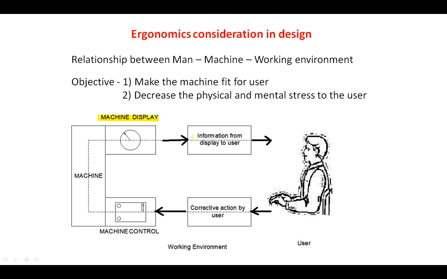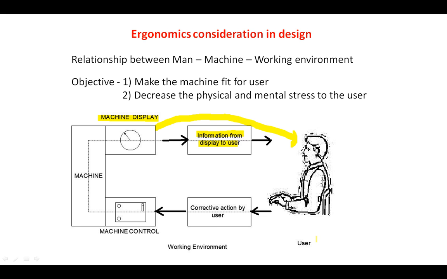So what is happening here? Information goes from the display to the user. The user is receiving or taking the reading from that display. This is the first contact point, the point where the user takes the information from the display.